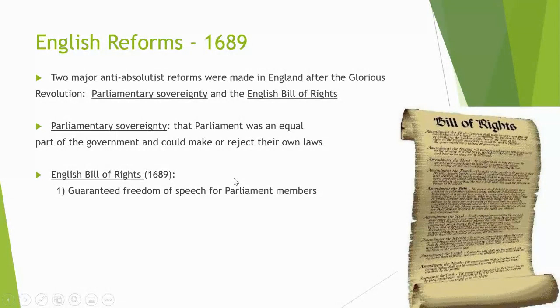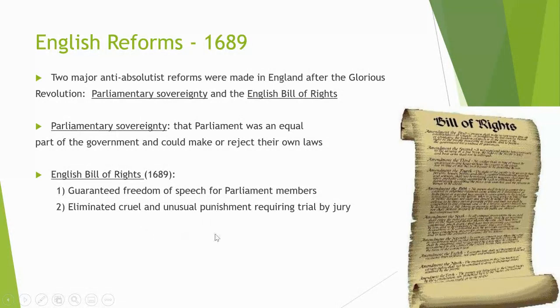And the English Bill of Rights is similar to the Bill of Rights we have in the United States. Actually, the United States is going to base its Bill of Rights off England's Bill of Rights. It guaranteed freedom of speech for Parliament members. You couldn't get locked up for saying something bad about the king. But remember, in places like France, if you wrote something bad about King Louis XIV, you could very well be thrown in jail or even killed for it. It eliminated cruel and unusual punishment and required trial by jury.